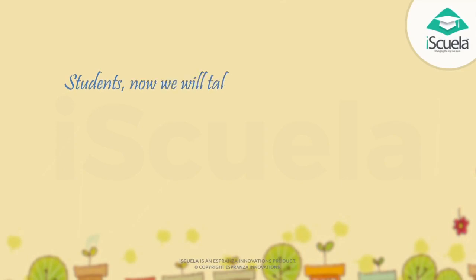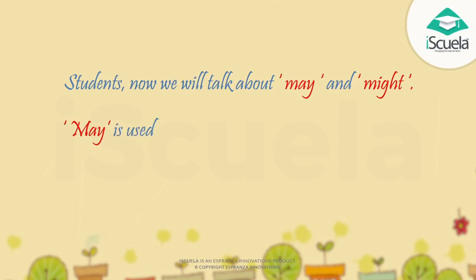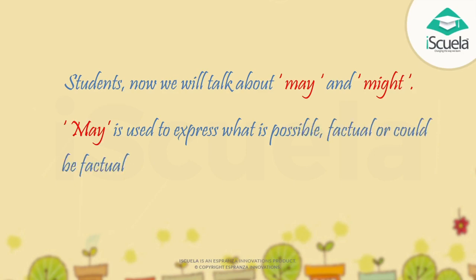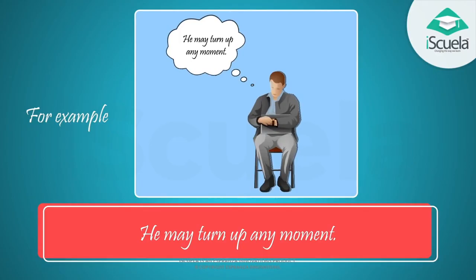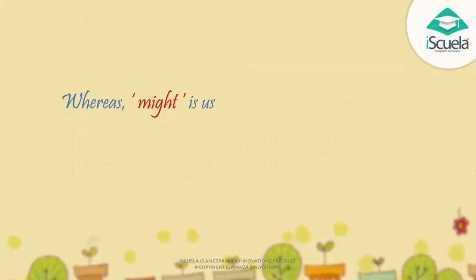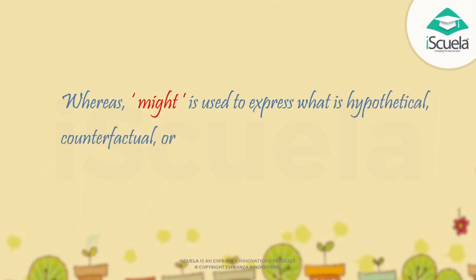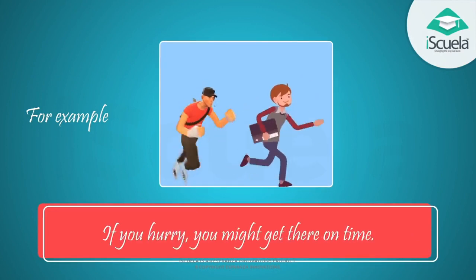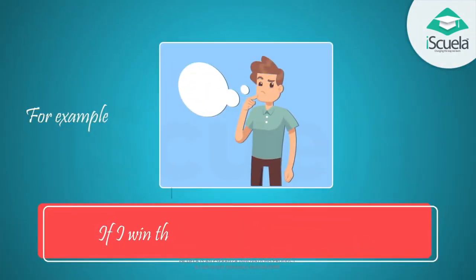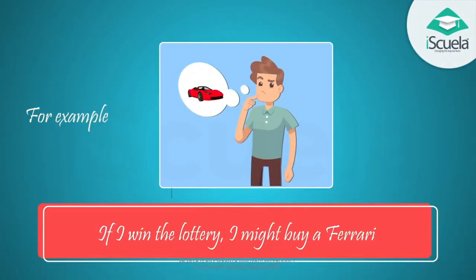Students, now we will talk about may and might. May is used to express what is possible, factual, or could be factual. For example, he may turn up any moment, whereas might is used to express what is hypothetical, counterfactual, or remotely possible. For example, if you hurry, you might get there on time. If I win the lottery, I might buy a Ferrari.